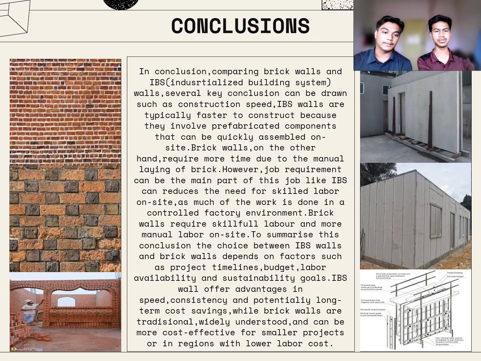To end this slide, I will end with the conclusion. In conclusion, comparing brick walls and IBS industrial building system walls, several key conclusions can be drawn, such as construction speed. IBS walls are typically faster to construct because they involve prefabricated components that can be quickly assembled on site. Brick walls, on the other hand, require more time due to the manual laying of bricks.